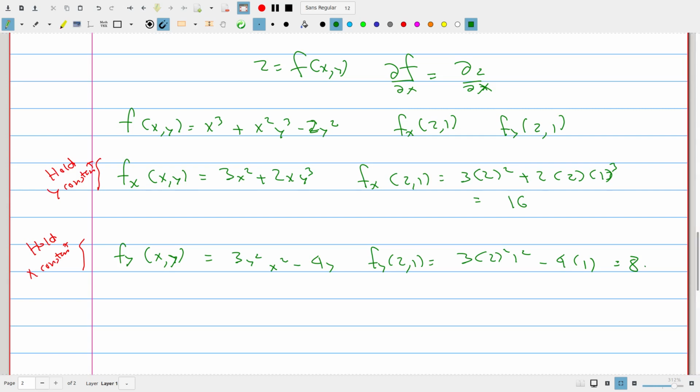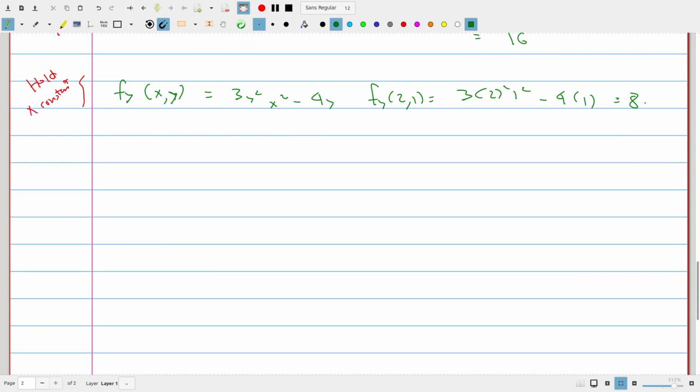So let's look at a more complicated example. We have f of x y equals sine of x over 1 plus y. We need to use the chain rule here. So let's say we want to find df over dx and df over dy at x y.